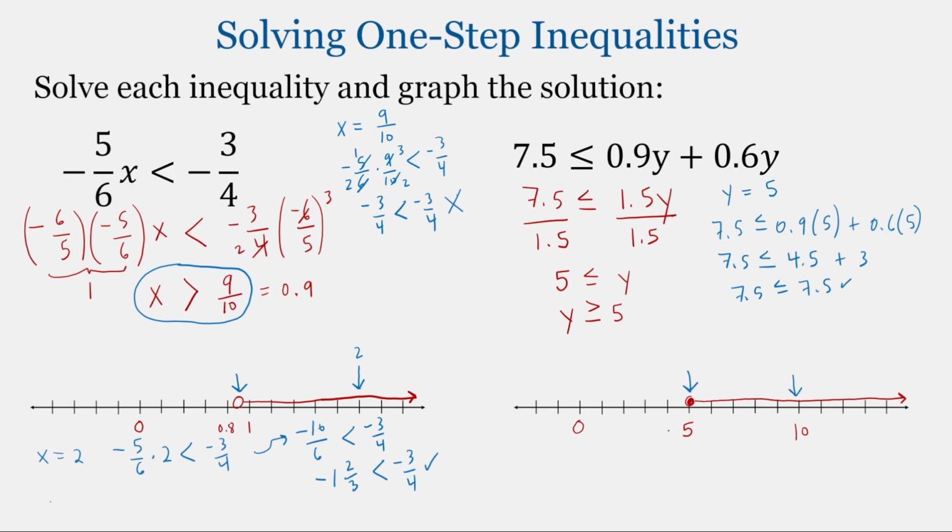Next, let's try 10. So we have y equal to 10. So 7.5 less than or equal to 0.9 times 10 plus 0.6 times 10. Now we have 7.5 less than or equal to. Well, this is 9 plus 6. So we have 7.5 less than or equal to 15. And that's a true statement. The solution is y greater than or equal to 5.